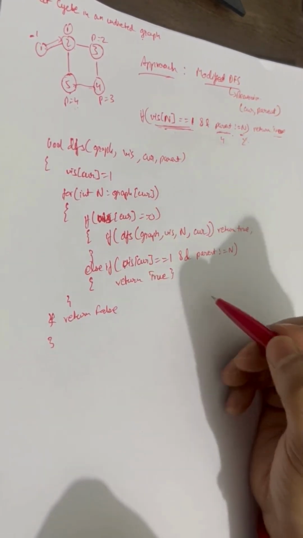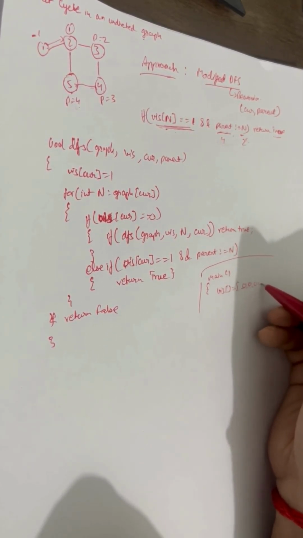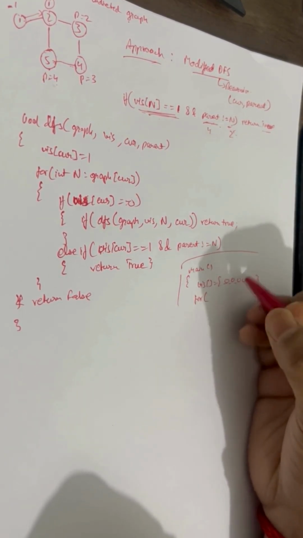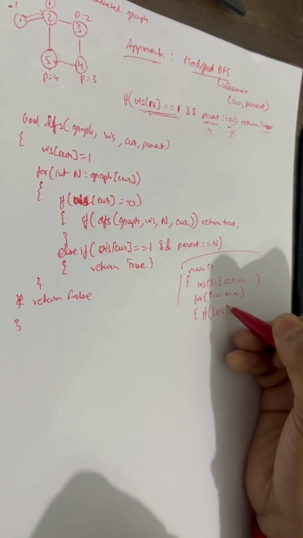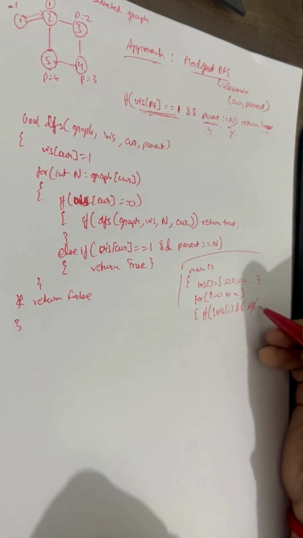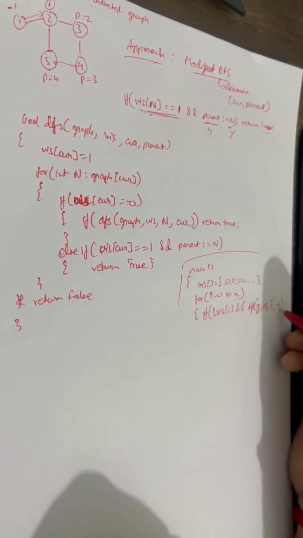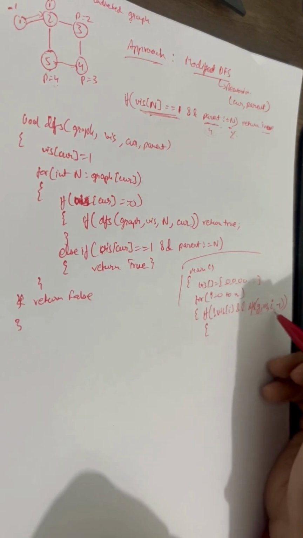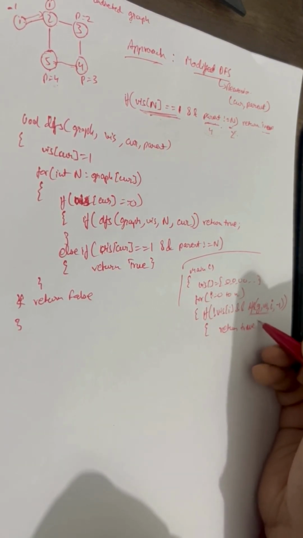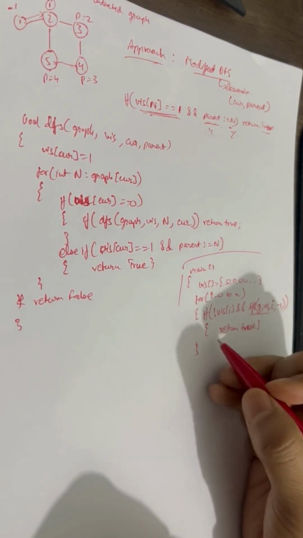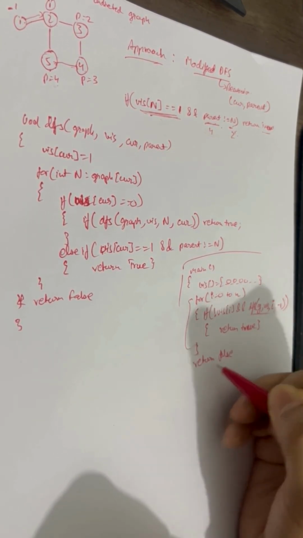And also in the main function, we'll create a visited array and initialize it with 0. In a for loop from i equal to 0 to n, if it is not visited, I'll call DFS, sending the graph, the visited array, the current as i, and its parent will be -1. The graph can be disconnected also, so that's why we are checking this condition, and I'll return true. If it completes this loop and nothing is returned, we'll finally return false.